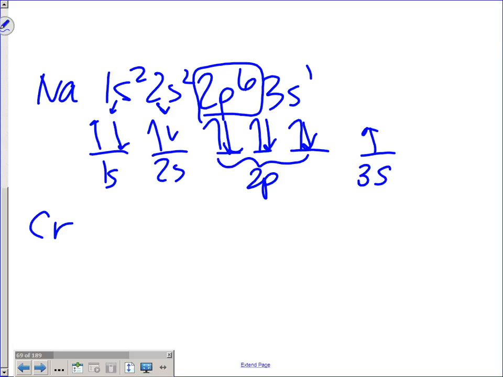Off the bat, how many electrons does sodium have based on the periodic table? 11 electrons. How many are here? 2, 4, 10, 11. Okay, we should have 11 across the board.